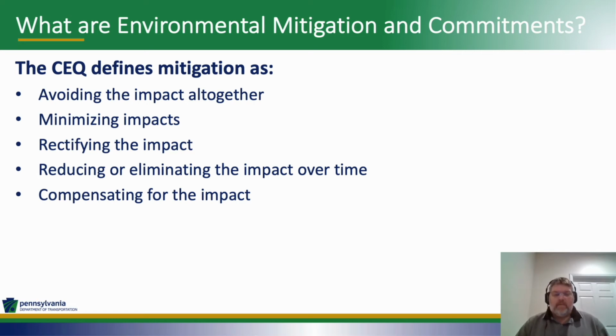And finally, compensating for the impact. Examples include paying into a fund like the bat fund that's managed by another agency that's dedicated to establishing bat habitat, or compensating property owners for property that we take. So these are all different kinds of actions that we take that we are required to do by law when we have an impact to the environment.